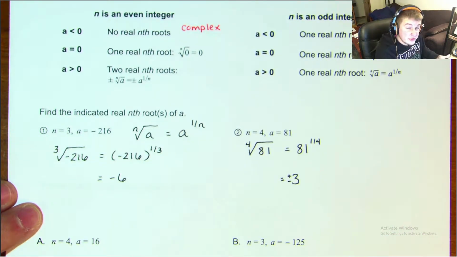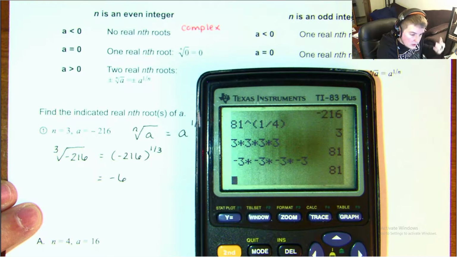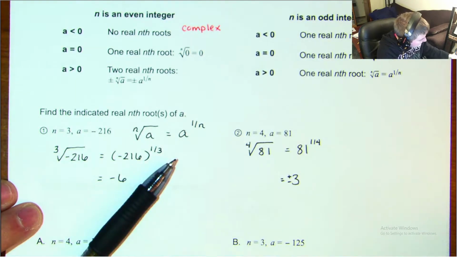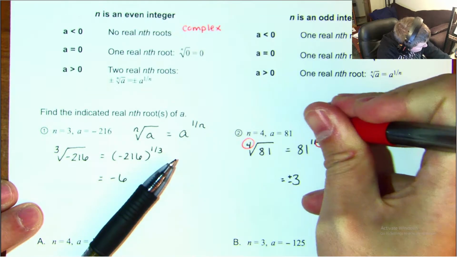We're going to get 2 real solutions because we just showed 3 times 3 times 3 times 3 is 81. But what about negative 3? Negative 3 times negative 3 times negative 3 times negative 3. Well, that's 81 also. So we're getting 2 answers here, and it's mostly because this number here is even.